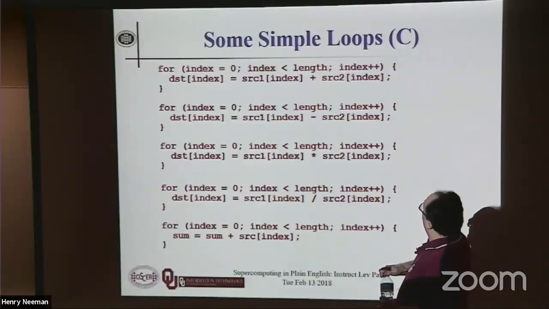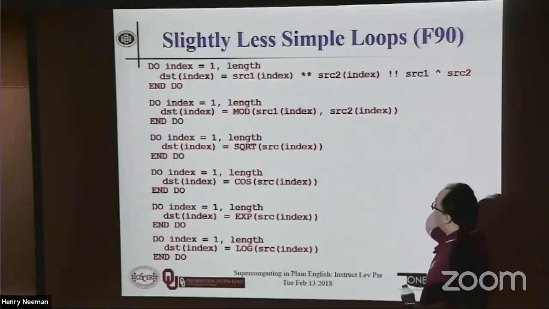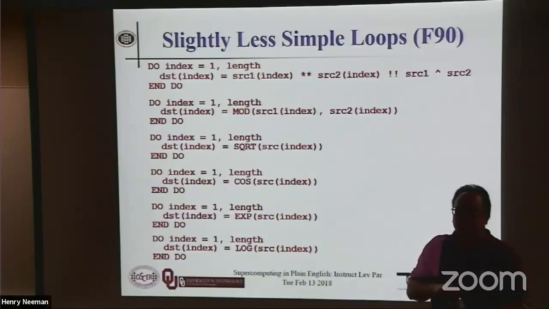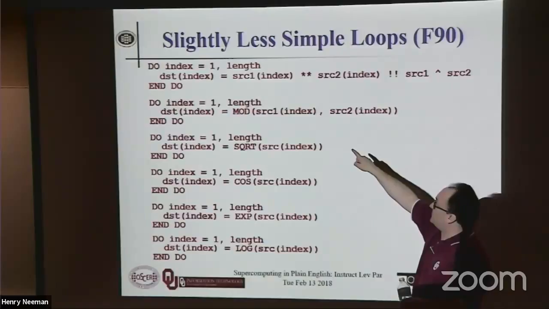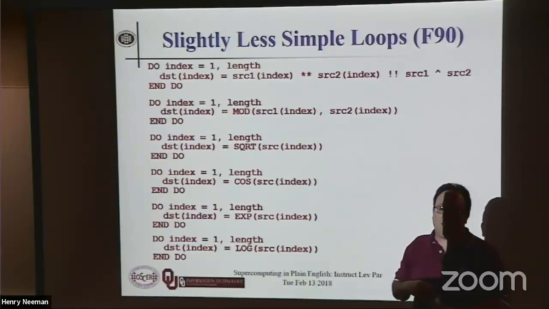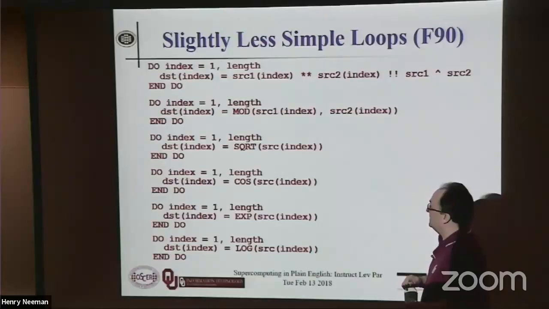Here's a few more. This is the same thing, but in C. Okay, some more complicated loops. In Fortran, we actually have a raise to the power, an x to the y operator, which is the double star. So this means source one of index raised to the power of source two of index. And as I said in our preview of coming attractions, that is on most platforms the slowest operation to do. So you want to avoid that if at all possible.